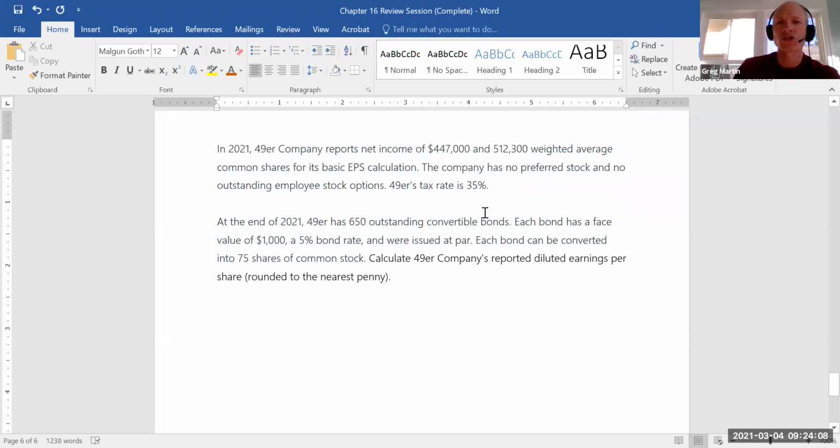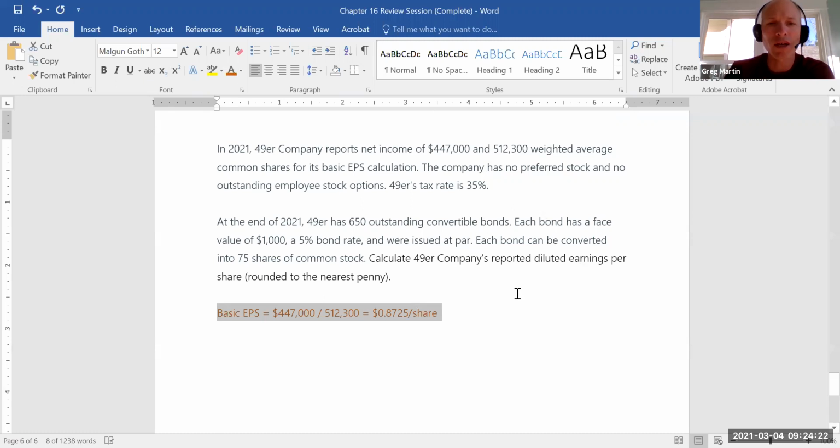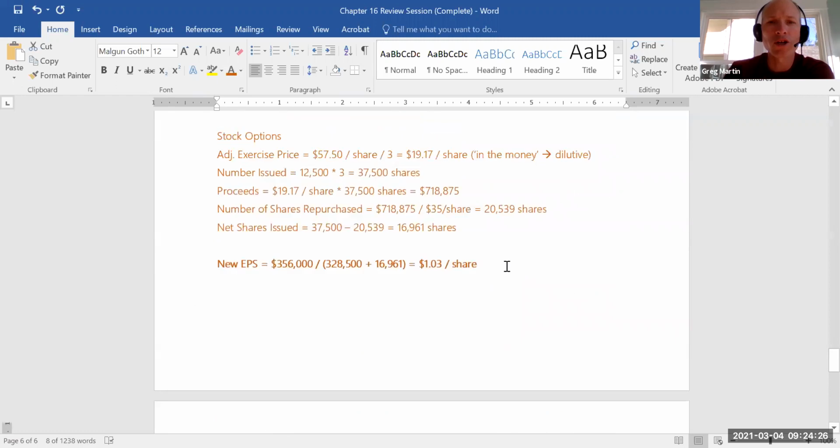Okay, so just like stock options, now we're dealing with a convertible bond and trying to figure out, will this affect our earnings per share? Will this dilute our earnings per share? So the first step, whenever we're dealing with a conversion, is to calculate our basic earnings per share. So let me contrast that.